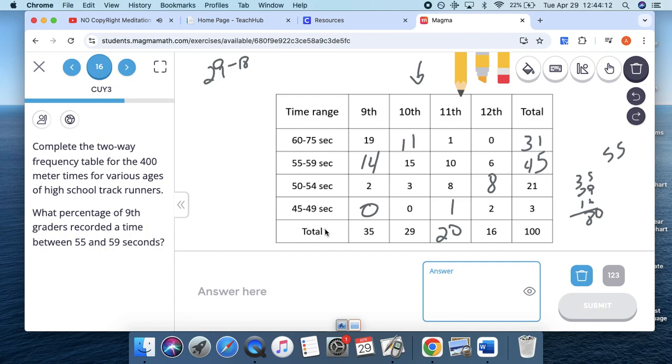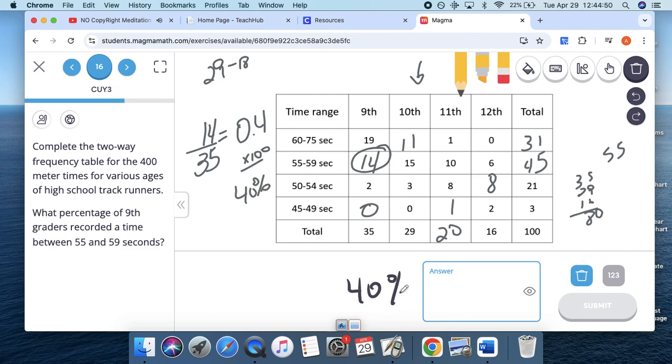The question is, what percentage of 9th graders recorded 55 to 59? The answer is not 15. That's just 14. They're asking for percentage, so you actually have to say 14 out of 35. That's the same thing as asking, hey, you had a quiz with 35 questions, and you got 14 correct. What was your grade? If you put 14 out of 35 on your calculator, you get 0.4. Remember, you have to multiply that by 100, and that gives you 40%. And that's what we're going to enter here, 40%. Submit.